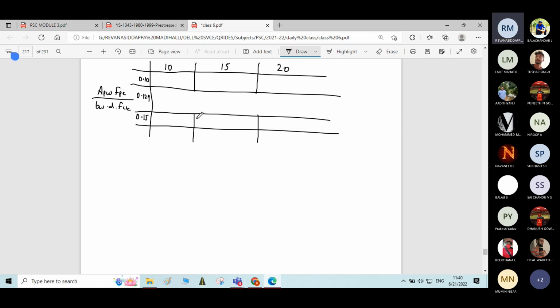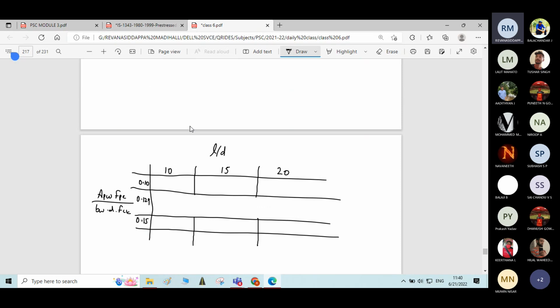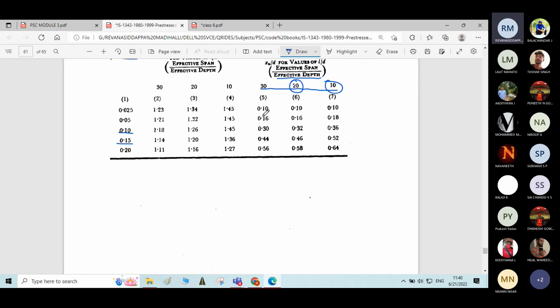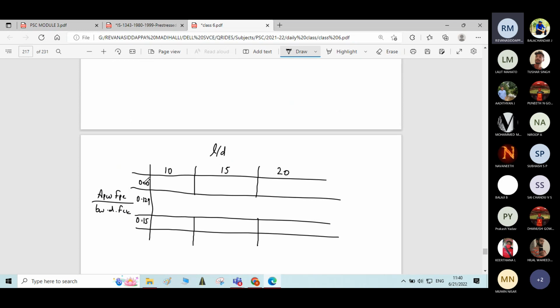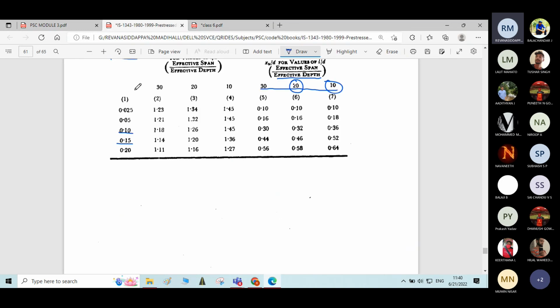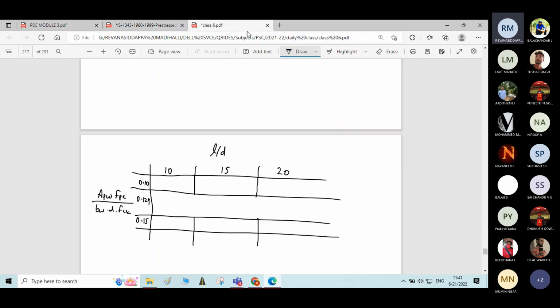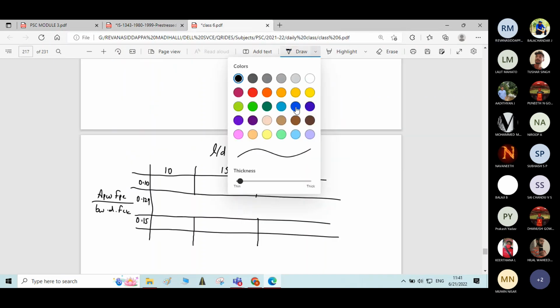Enter all corresponding values. Now here refer to this table for 0.1. For 0.1 ratio, when L by D is equal to 10, the value is 0.36. When L by D is equal to 20, value is 0.32. I'll write those values now.